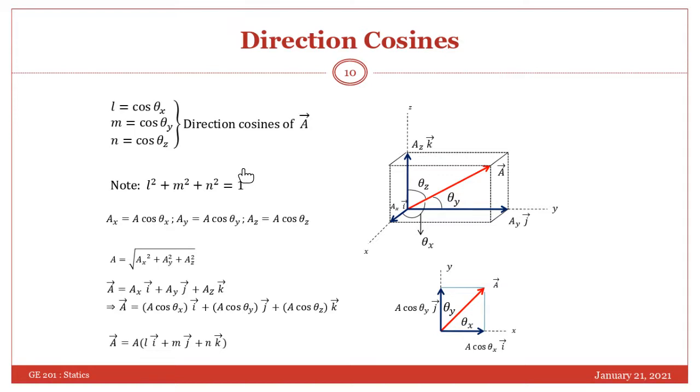There is a relationship that exists between these direction cosines: L square plus M square plus N square is always equal to 1. With the help of direction cosines, you can write the components very comfortably. You simply multiply with the magnitude of the total, like A cosine theta x, A cosine theta y, A cosine theta z. Those will be the components of your vector quantity in the x, y, and z directions.